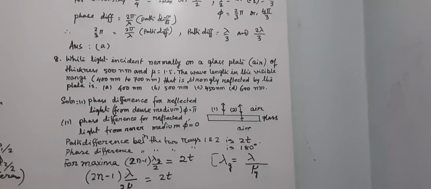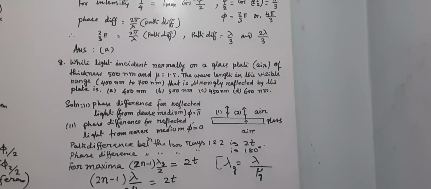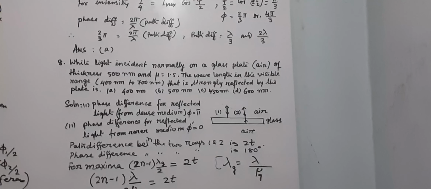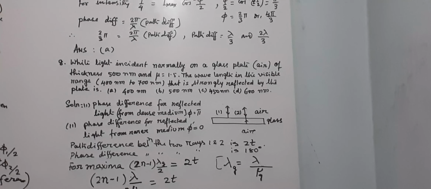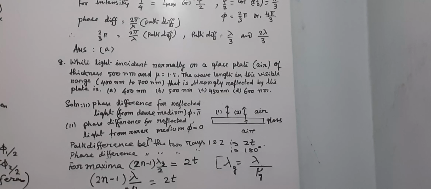Now come to the next question, question number 8. White light is incident normally on a glass plate placed in air, of thickness 500 nanometer, mu for glass equal to 1.5. The wavelength in the visible range 400 nanometer to 700 nanometer that is strongly reflected by the plate is. There are 4 choices.